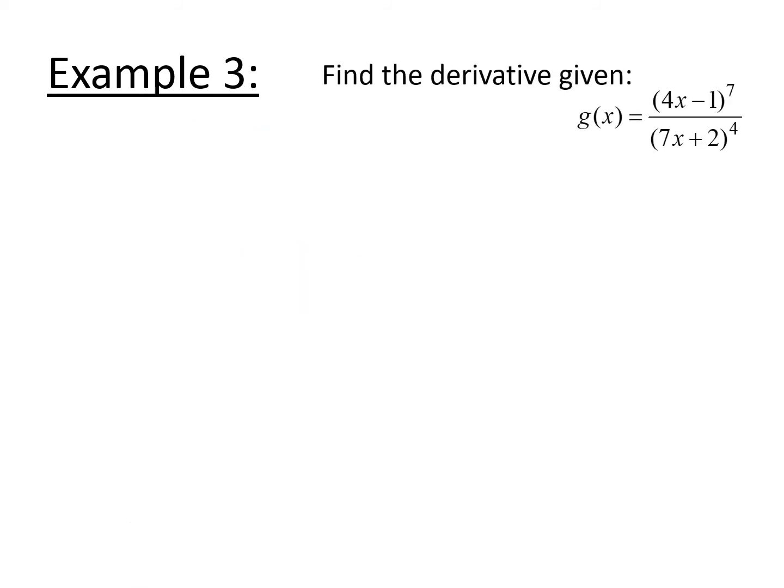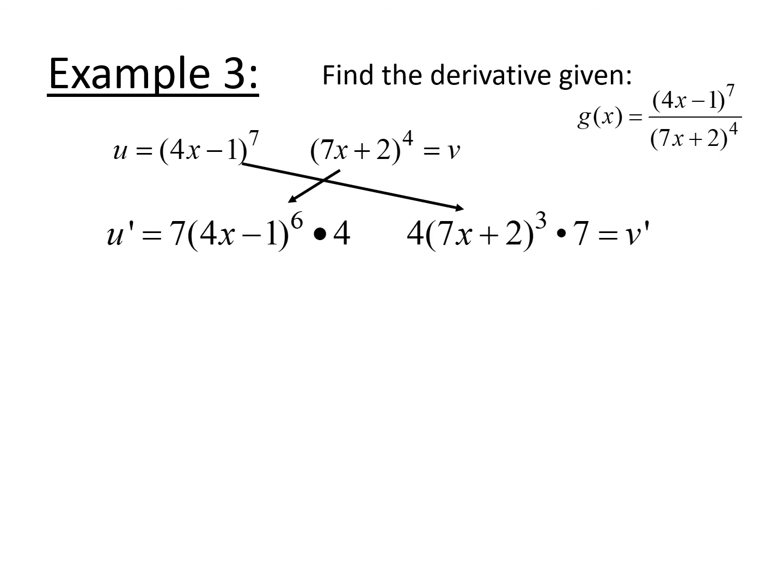All right, example 3. Find the derivative given g of x equals 4x minus 1 quantity to the 7th power divided by 7x plus 2 quantity raised to the 4th power. So we have our top function and our bottom function, u and v, and then we're going to find their derivatives. There is a chain rule involved, but the derivatives of these inside functions happen to be constants, so they're not too bad. So we're going to get u prime is 7, so the derivative of the outside function with respect to the inside function is power rule.